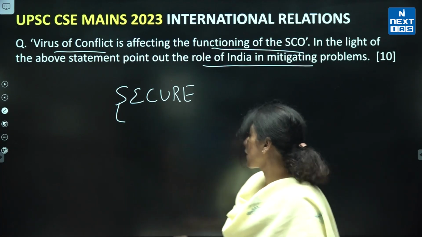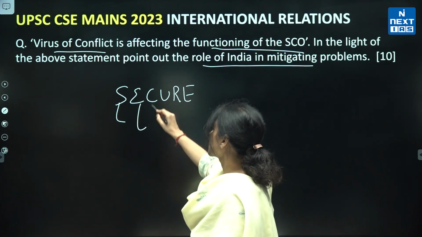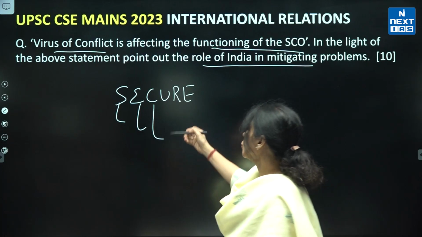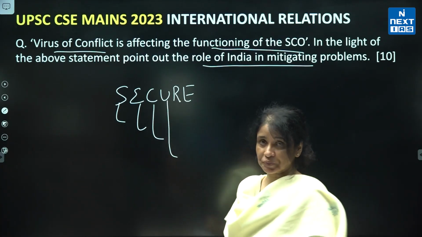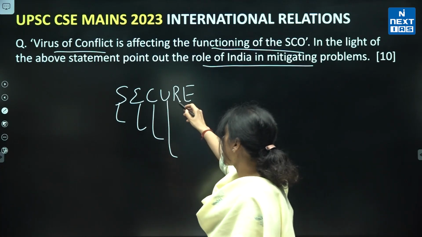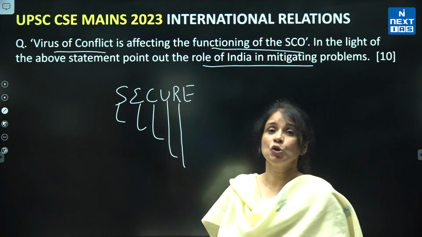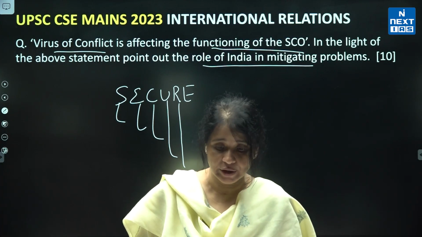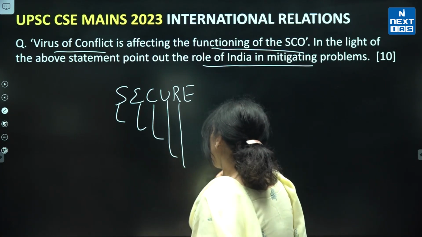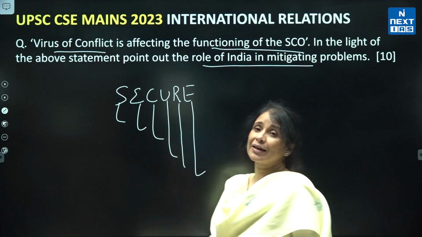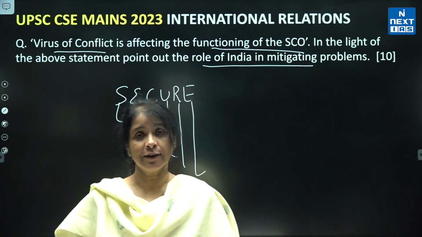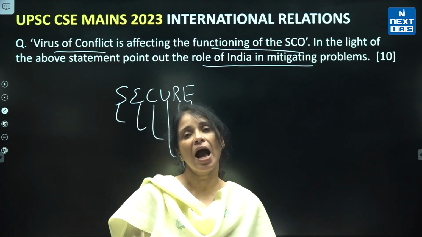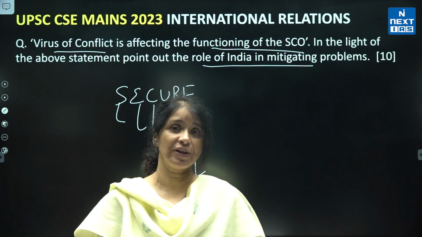E talks about economic development. C talks about connectivity. U talks about unity of the region. R talks about respect for sovereignty and integrity of each and every country. And then again E talks about environmental concerns. So these are the principles which India has been talking about in SCO.